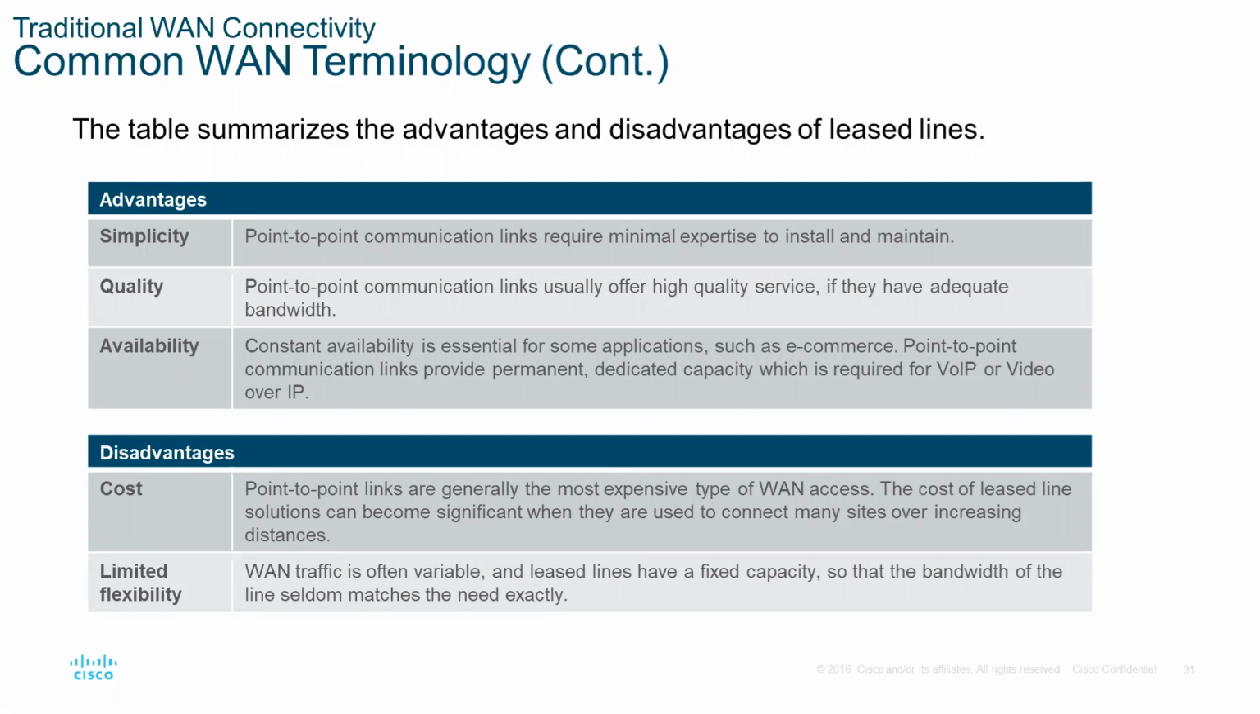So, advantages and disadvantages of having lease lines. Advantage, it was a simple point-to-point requirement, it had high quality and high availability. Disadvantage was the cost and basically no flexibility.